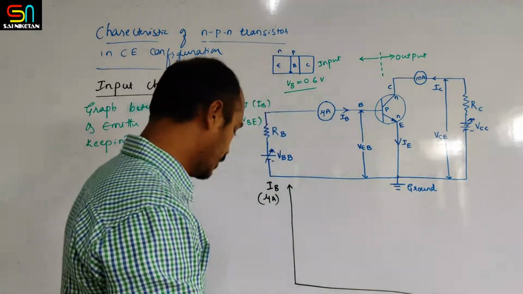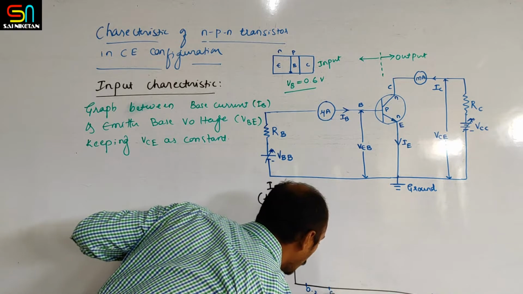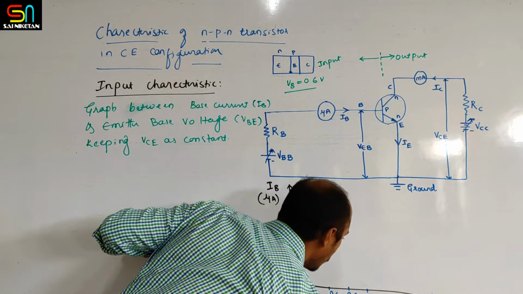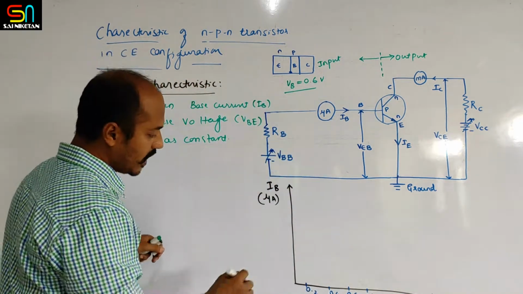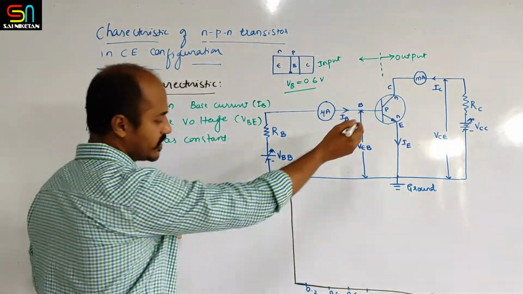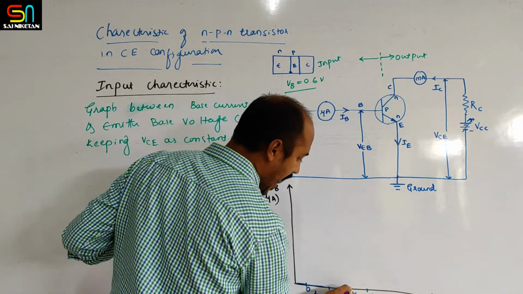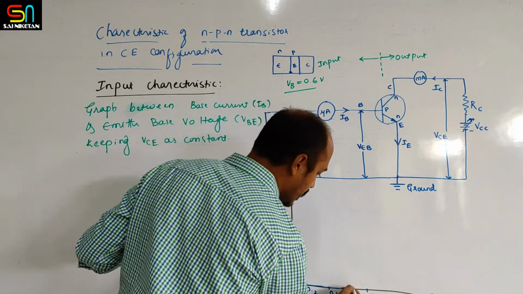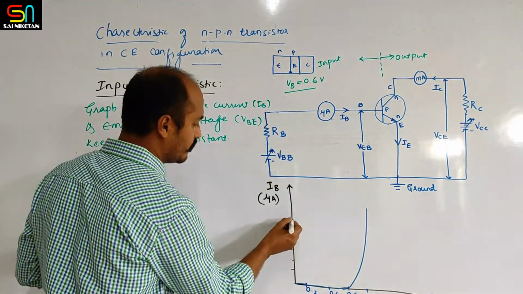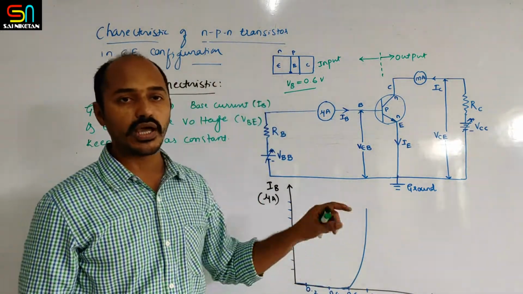So here I am making this as 0.2, this is 0.4, this is 0.6 and this is 0.7 and so on. Now, as the voltage goes on increasing from 0 to 0.2, there is no current because of the potential barrier, and still there is no current. As it reaches 0.6, a sudden increment in the current takes place. Here you can say some current increases. So this is what the input characteristic is.